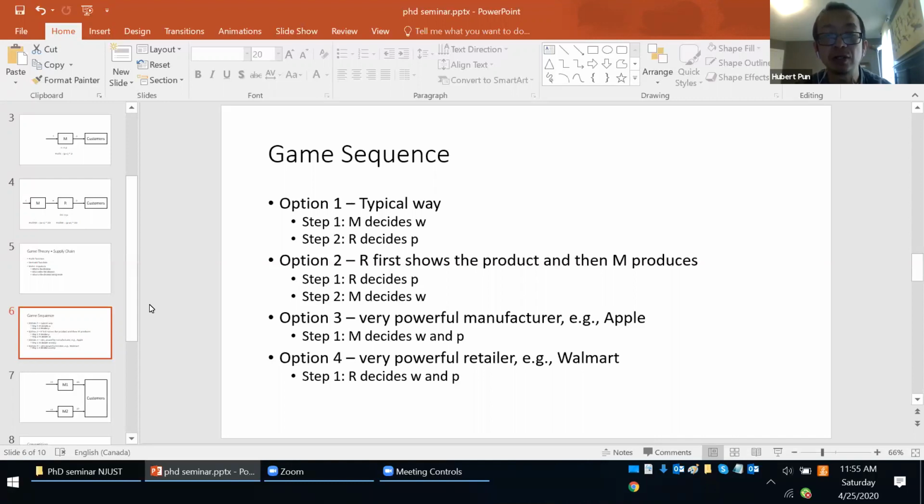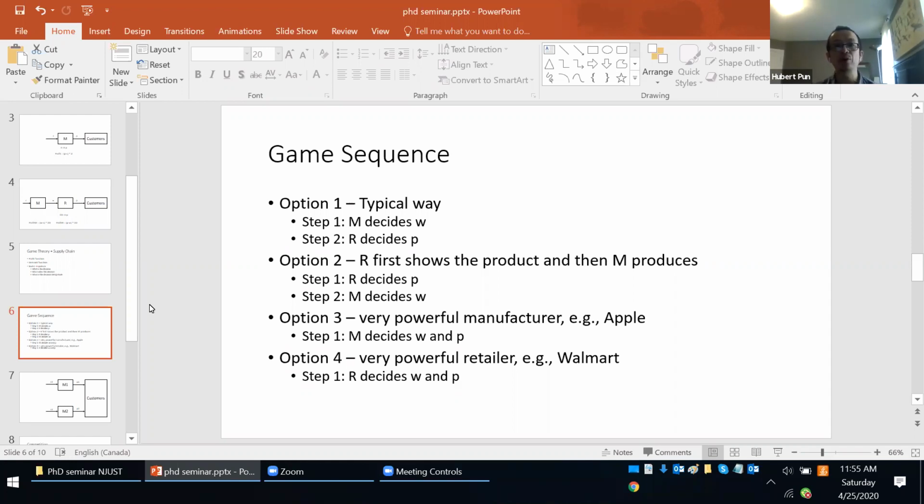So the retailer first has a press release telling other people that there's a good concept with a price P. So that takes place in step 1. And then the retailer outsources this idea to the manufacturer, and the manufacturer produces this product at price W. So that is option 2. We also have option 3, where we have a very powerful manufacturer.